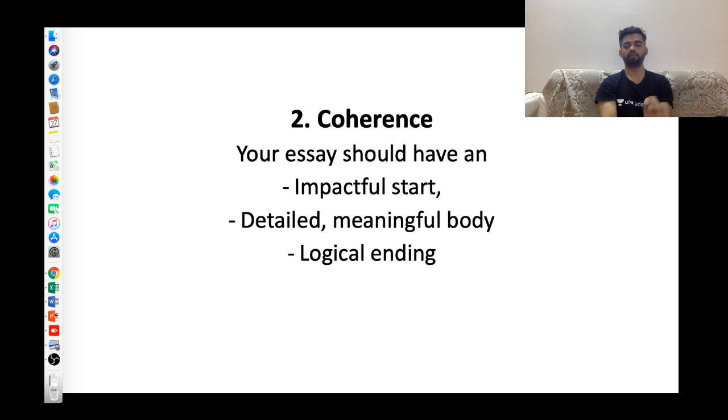Think about it. There's a lot of content online. If you read a news item today, you get 100 sources for one news item, but you're only caught up with the source which impresses you or makes an impact in the first 2 lines. So your essay should have an impactful start so that it draws the attention of the reader. Then the reader would be interested to know more details later, and then finally the logical ending. This is what the structure, the flow should be.